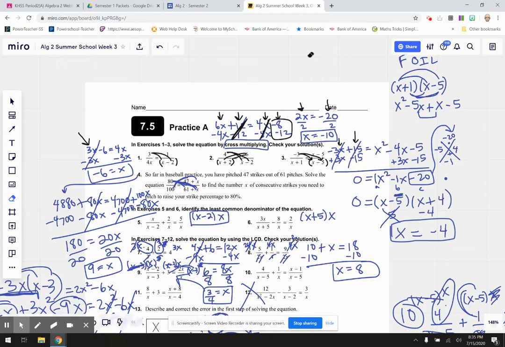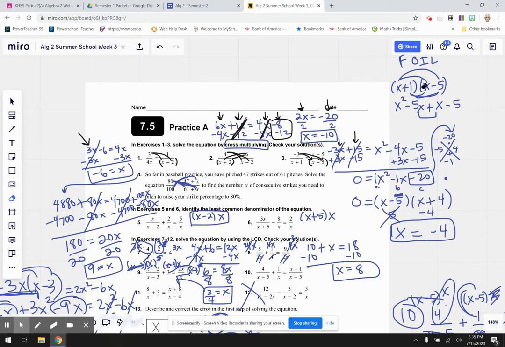The second one has 2 parentheses. Whoops. Okay, that does not look good. So let's get rid of that. Oops, never mind. Okay, we'll get rid of that. Okay, so you've got 2 parentheses here. You've got the x minus 5 and the x plus 1.